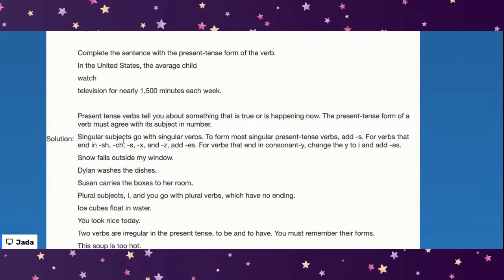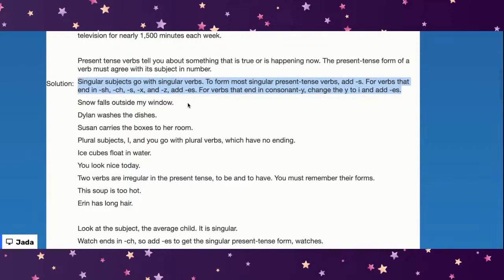So we have singular subjects go with a singular verb. Of course, you need to have singular with singular. So singular subject goes with singular verb. To form most singular present tense verbs, you need to add s. So for the singular present tense, most times you need to add s to the verb. For verbs that end in sh, ch, s, x and z, add es. So if it ends with this, sh, ch, s, x, and z, you need to add es to them.